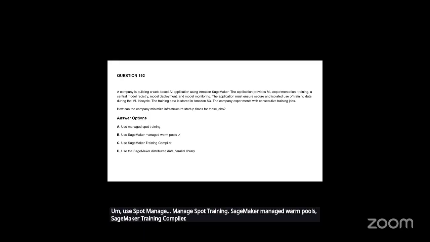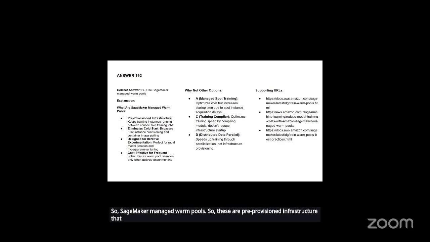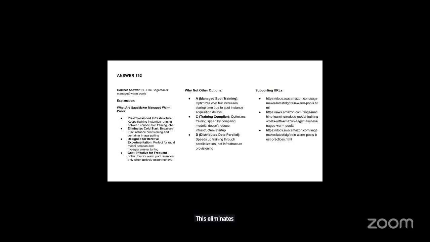Use managed spot training, SageMaker managed warm pools, SageMaker training compiler, or SageMaker distributed data parallel library. You can see which one is checked. So, SageMaker managed warm pools. These are pre-provisioned infrastructure that keeps the training instances running between consecutive training jobs. This eliminates cold start, bypassing the EC2 instance provisioning and container image pulling.